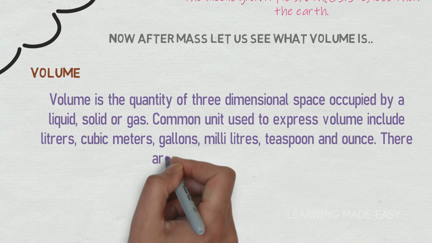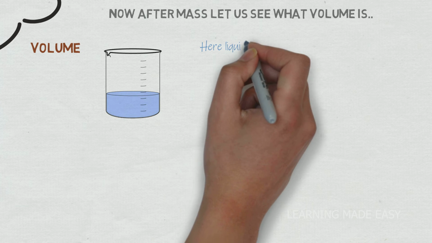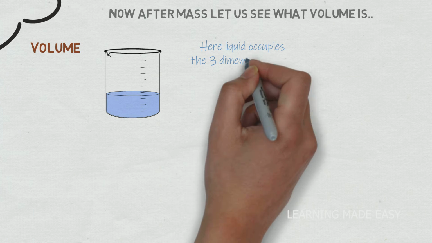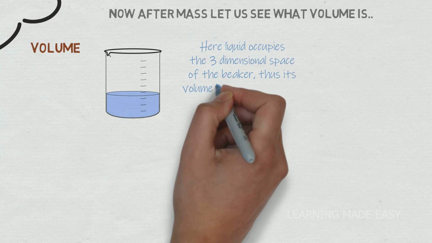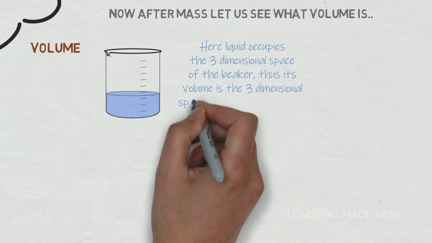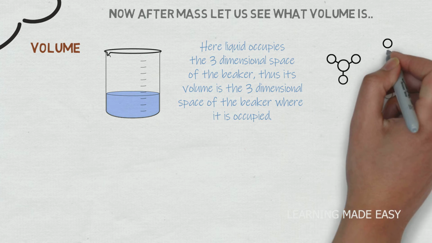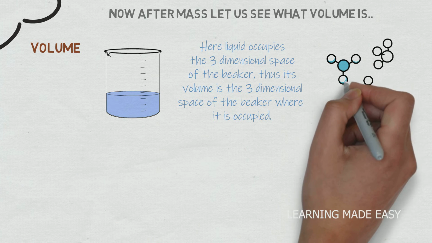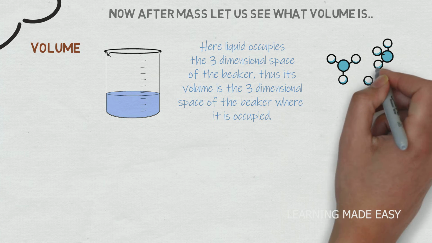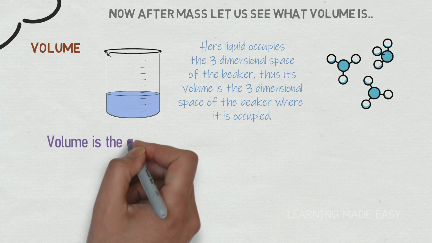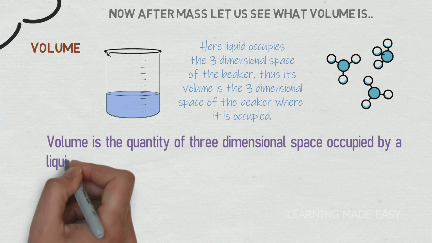Now, we know that matter needs space to occupy, and the three-dimensional space it needs to occupy is called volume. No matter in what condition it is, no matter where it is placed. For an example, the water stored in a beaker will occupy the shape of that beaker. So we say that the water is taking the three-dimensional space of that beaker where it is being occupied.